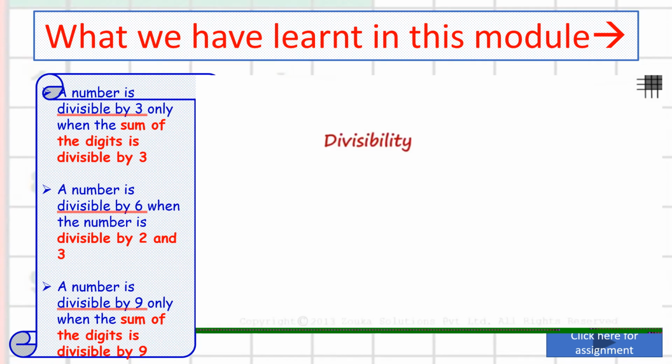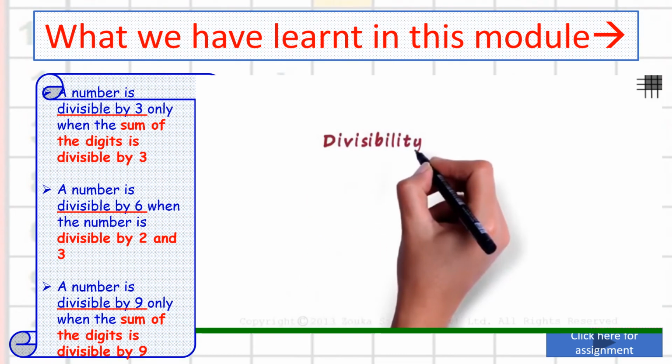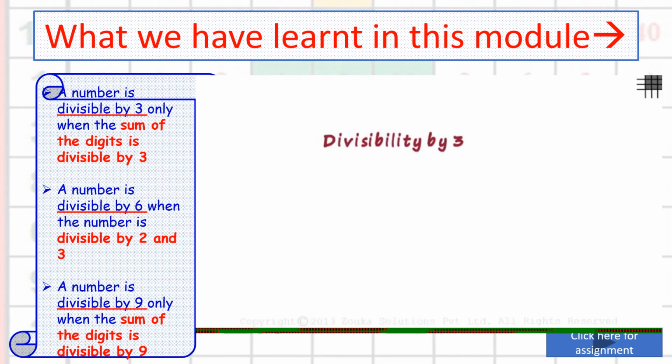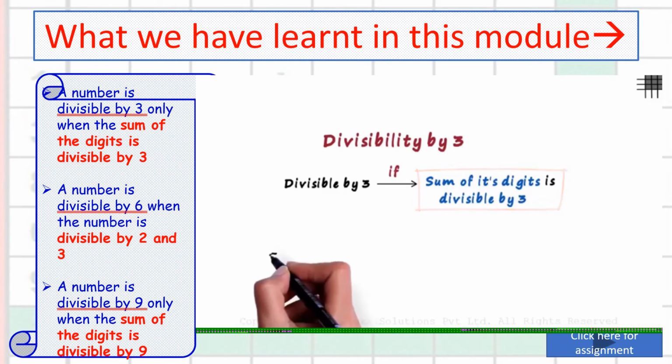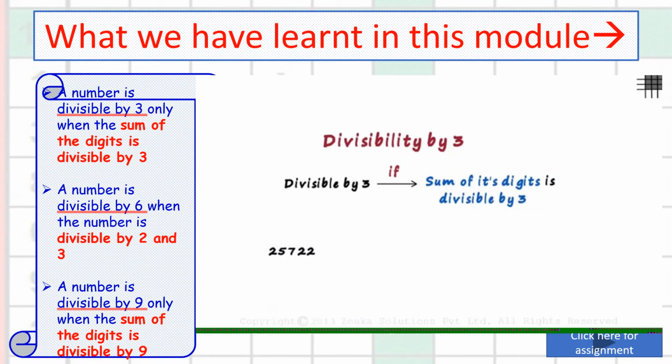Let's look at divisibility by the numbers 3, 6 and 9. First, we look at divisibility by 3. A number is divisible by 3 if the sum of its digits is divisible by 3. Is 25,722 divisible by 3? This number has 5 digits.